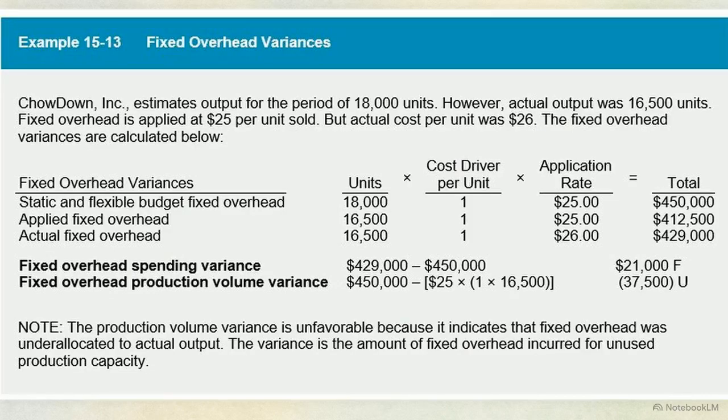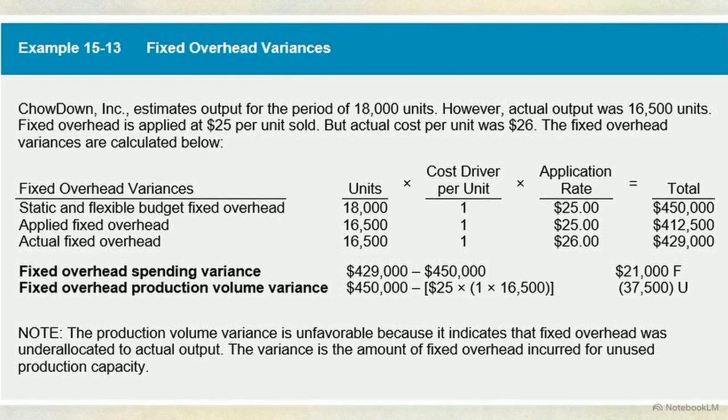Now we look at Chowdown's fixed overhead table to see if those same execution issues apply to static costs. We immediately encounter a structural paradox. The static budget and the flexible budget amount for fixed overhead are identical. Both sit exactly at $450,000, completely ignoring the missed unit targets. This happens because fixed overhead is a lump sum cost. It does not adjust flexibly to match actual units rolling off the line.